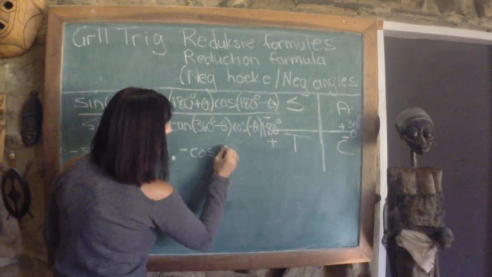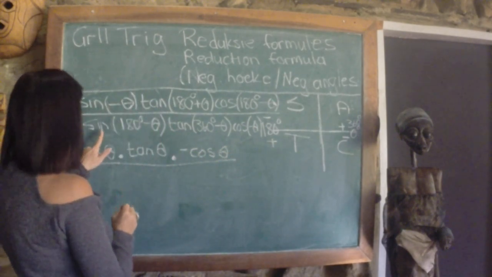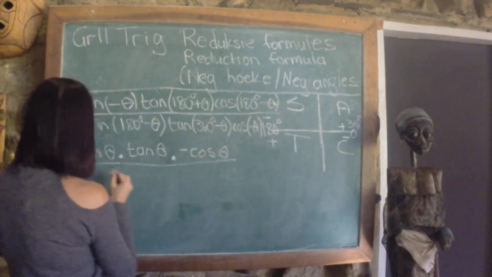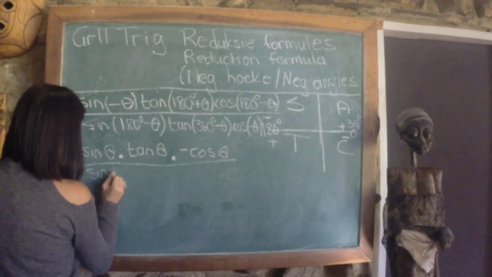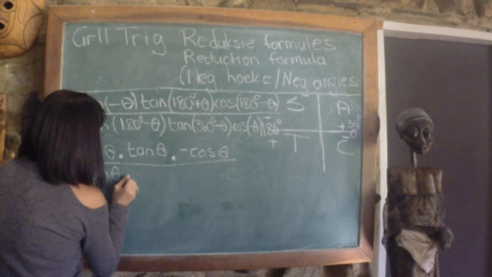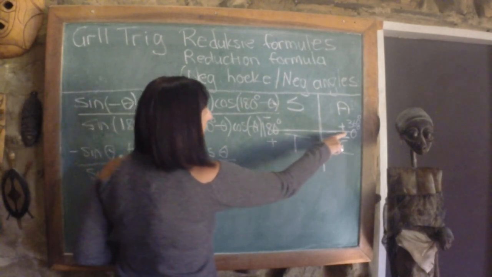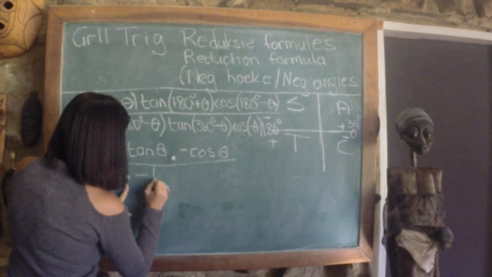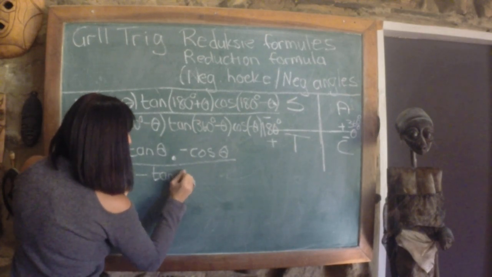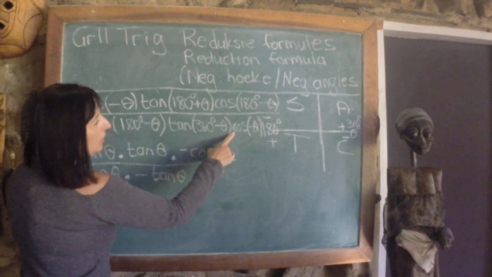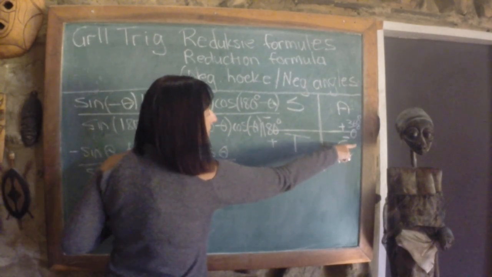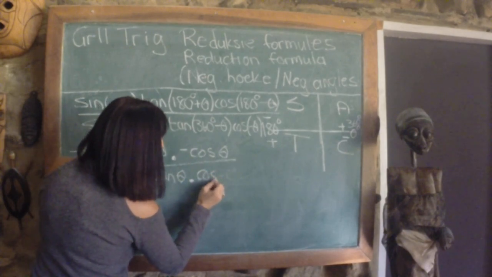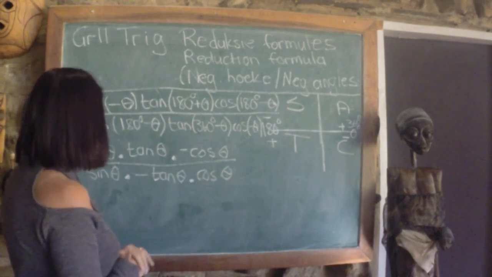alles op, sin van 180 min, daar is sin positief. Multiply the tangent of 360 minus, tangent is negative over there, and the last one, the cos of minus theta. Cos is positief in die vierde kwadrant, so dis maal positief cos theta. Goed.